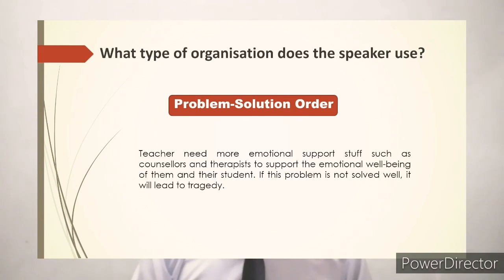After that, the speaker points out 2 examples of solutions used by other schools that can bring those problems under control. According to Lumen Learning 2014, problem-solution order is one of the ways to organize a persuasive speech on a question of policy that emphasizes the problem and the solution.